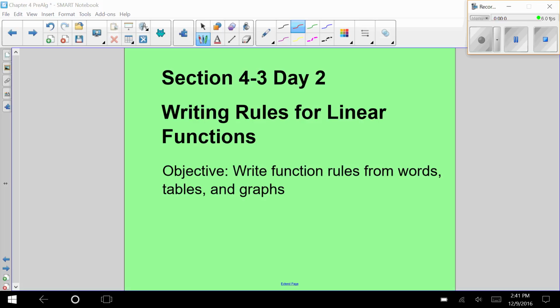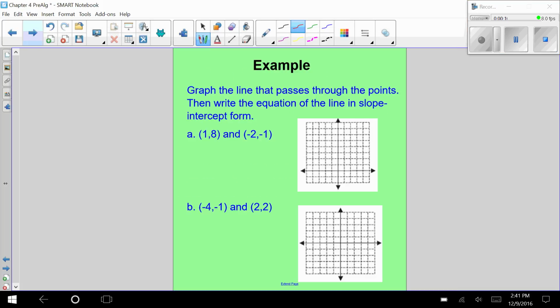This is section 4.3, day 2, writing rules for linear functions. Our objective today is to write function rules from words, tables, and graphs. Let's jump right in. Our first example is we're going to graph the line that passes through the points, and then we're going to write the equation of the line in slope-intercept form.